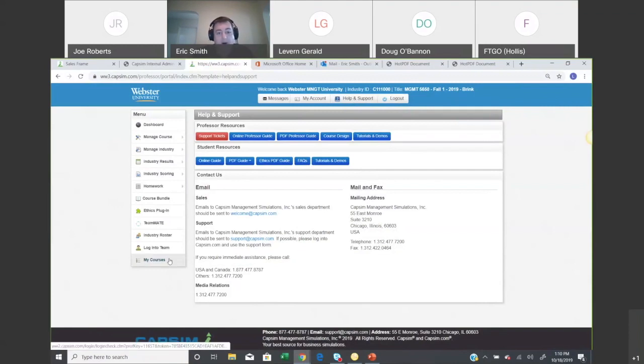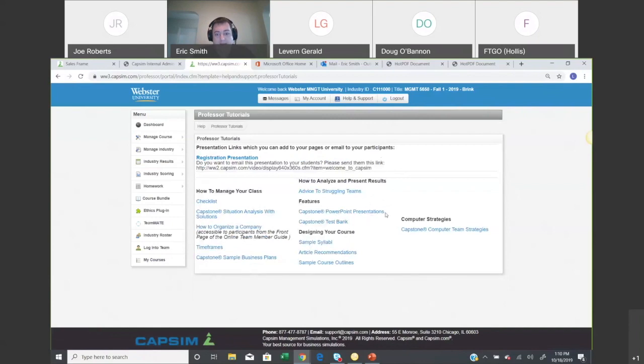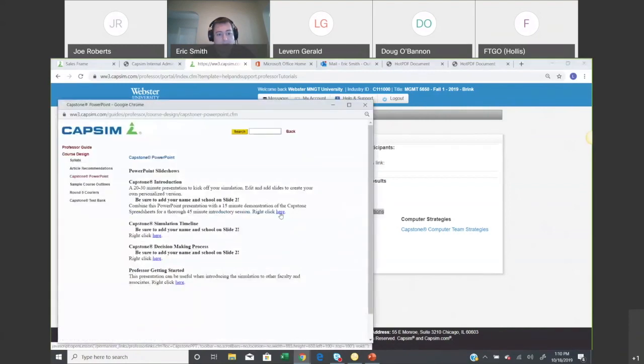At this point, I'm already logged into kind of a random Webster course that has already been completed, so we can look at some sample results. These professor materials would be under help and support. Then we'd go to tutorials and demos, and there are capstone PowerPoint presentations kind of right here in the middle, where I went and downloaded the intro PowerPoint that we're about to look at.